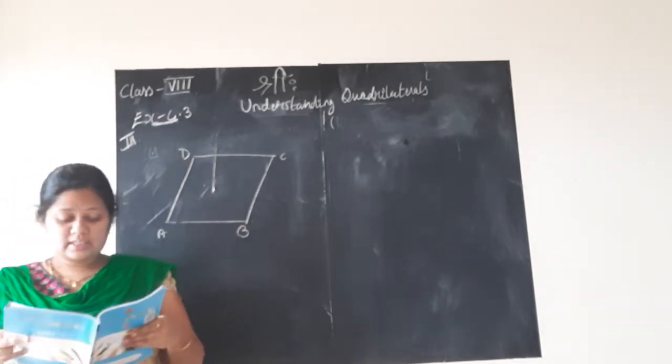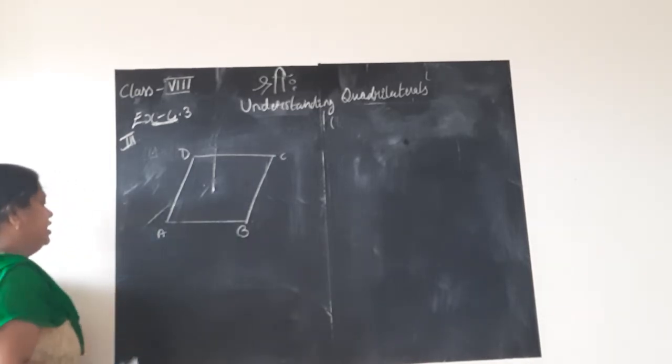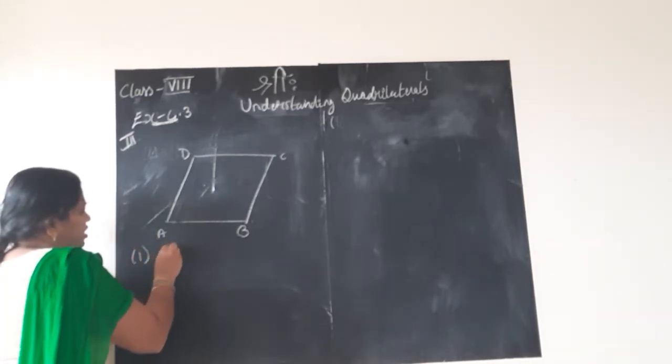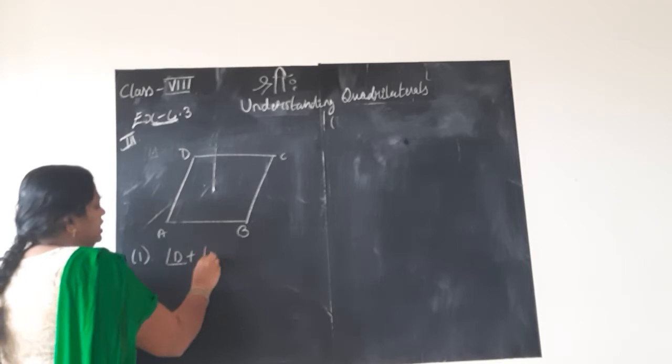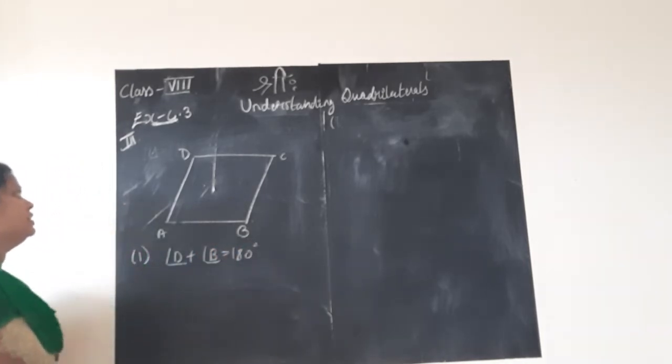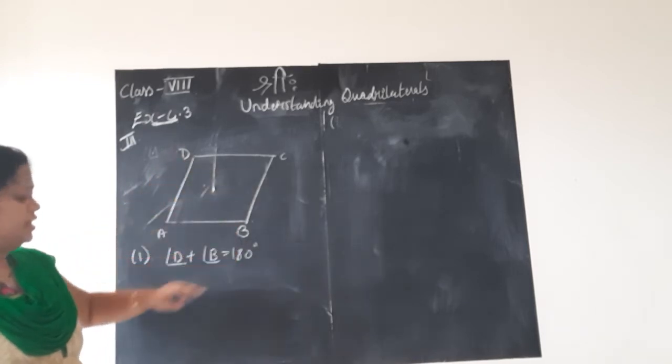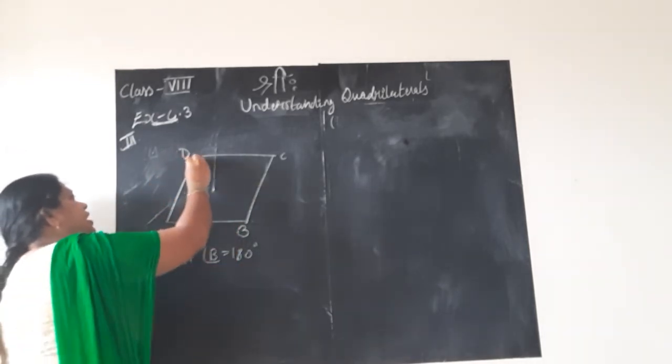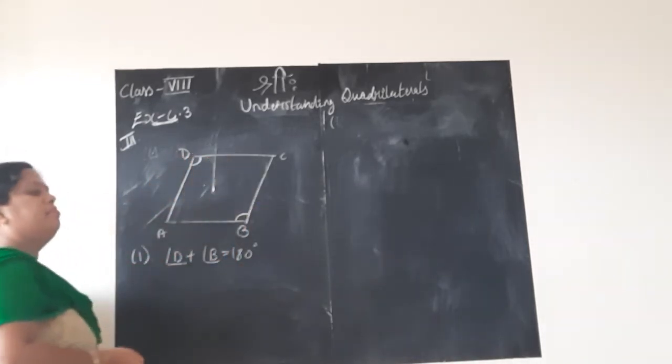The question is, first one they are telling that angle D plus angle B is 180 degree. If at all, the sum of angle D and angle B, where are this angle D and B? Angle D is here, angle B is here.